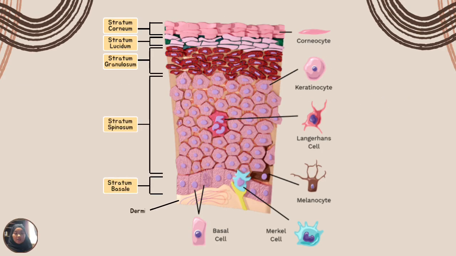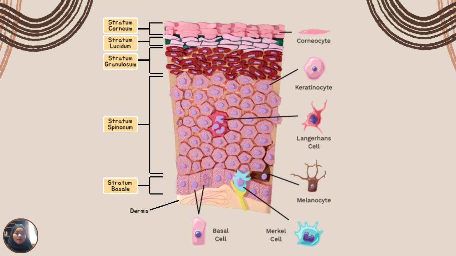These pictures show the five layers of the epidermis. Starting from the bottom is the stratum basale, followed by stratum spinosum, stratum granulosum, stratum lucidum, and lastly, the most superficial layer of the epidermis, the stratum corneum. For your information, stratum lucidum only exists in thick skin.